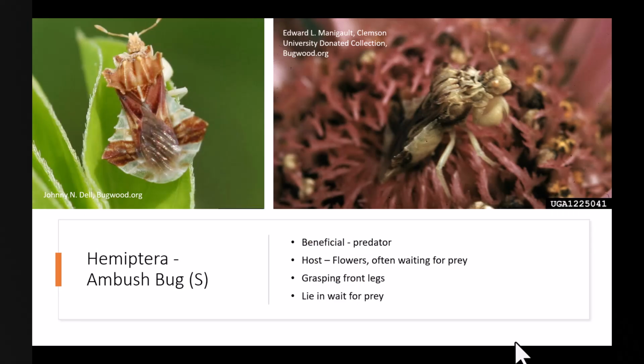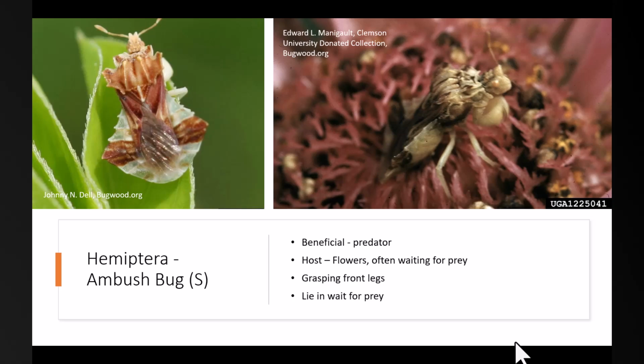Ambush bugs are another beneficial predator. A lot of times their common name will give you a bit of a clue as to what they do, and so these guys like to ambush their prey. They're an interesting looking insect. They have very raptorial, thick front legs, which you can see in that right-hand picture. They lie in wait for their prey, so they ambush them. They don't actively go out hunting for them. They wait where the prey is coming to them, and then they reach out and grab them with those grasping raptorial front legs. The host for them are flowers, where they're often found waiting on that prey.